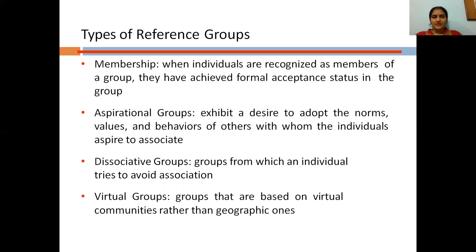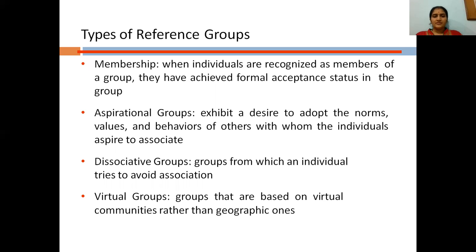Likewise, we have dissociative groups. Those are the groups from which an individual tries to avoid association. We want to be departed from those kinds of groups, where I don't want my name to be introduced with that particular group. We try to stay far from that group.